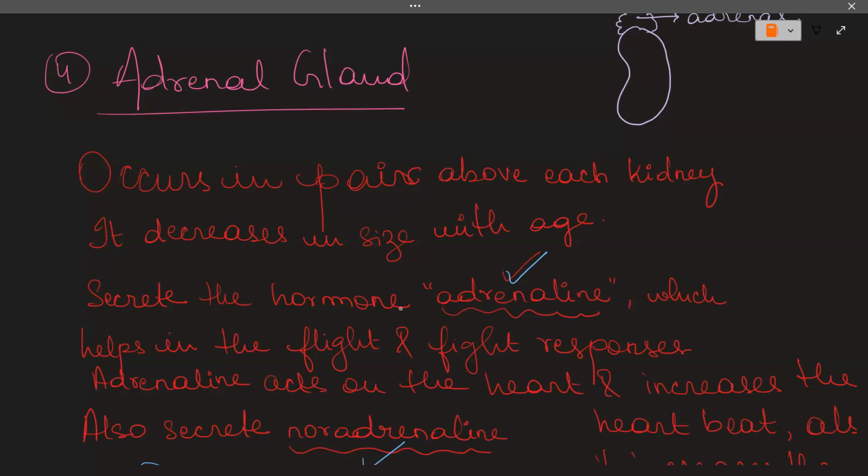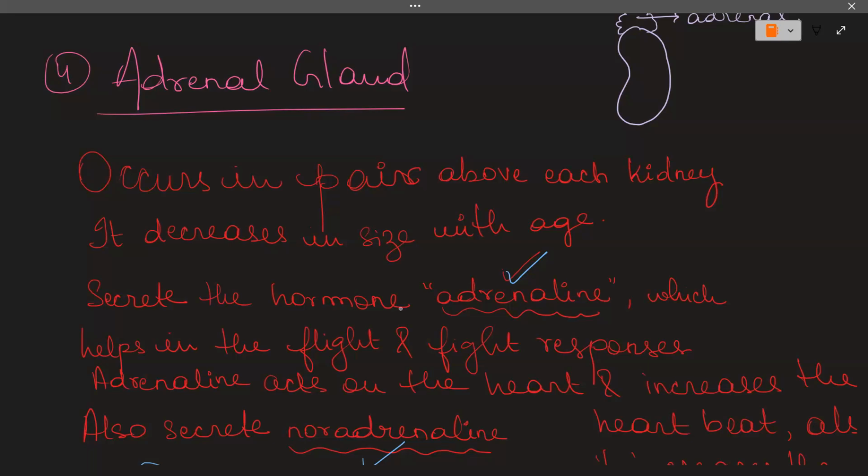Yes, ma'am. So that instant boost of energy, that instant response, comes because of the release of the hormone adrenaline. It helps in the fight and flight response. Fight and flight response is a term for that particular event that takes place. Whenever something is following us, we have this instinct to run as fast as we can to save our life, right? So that is the flight response.